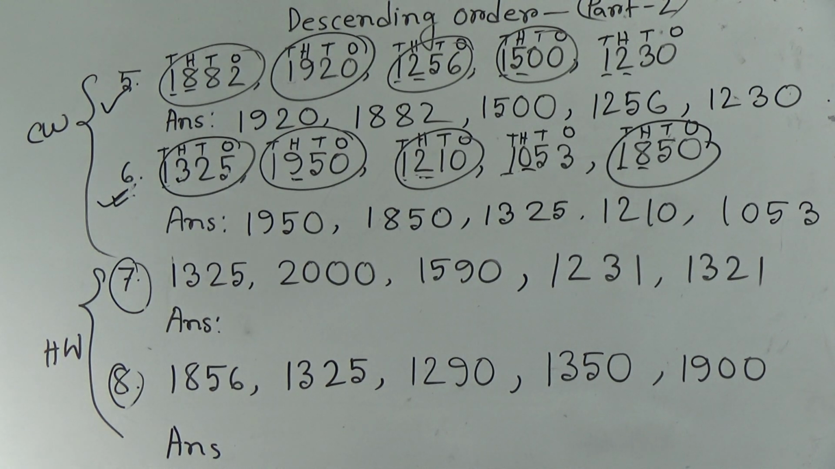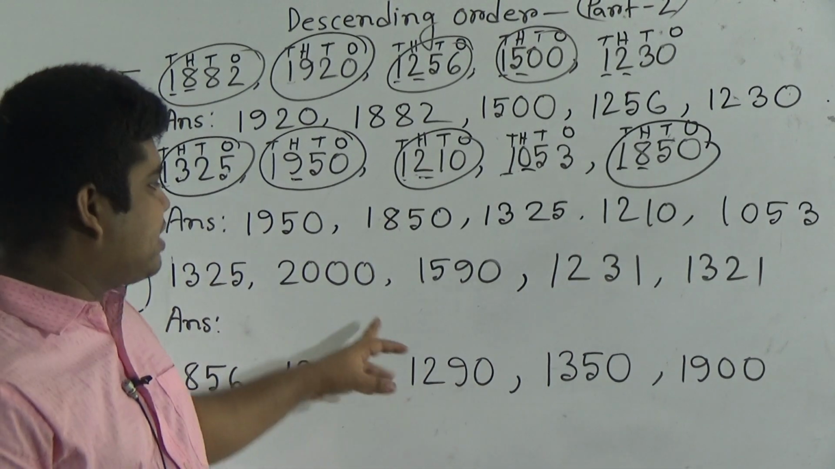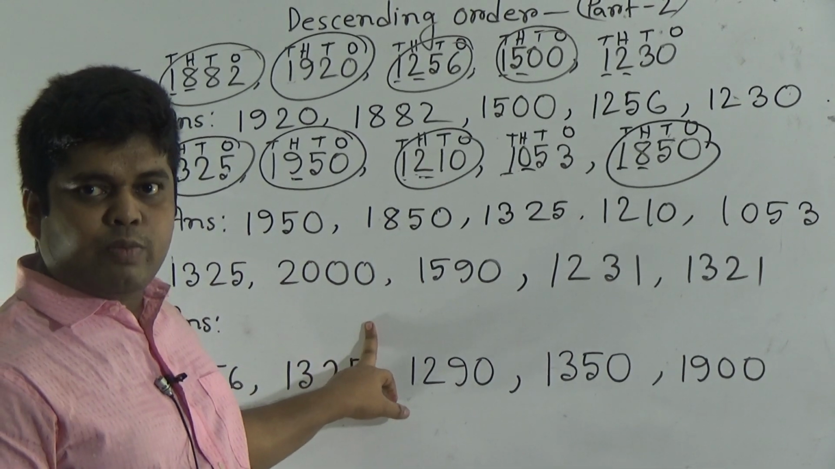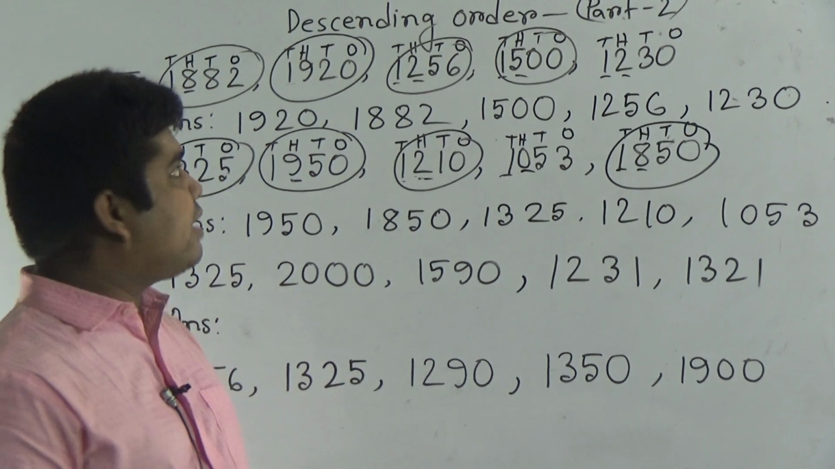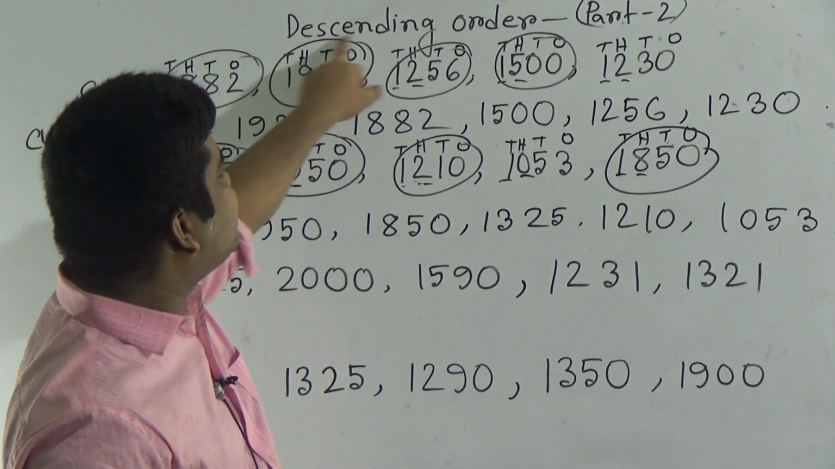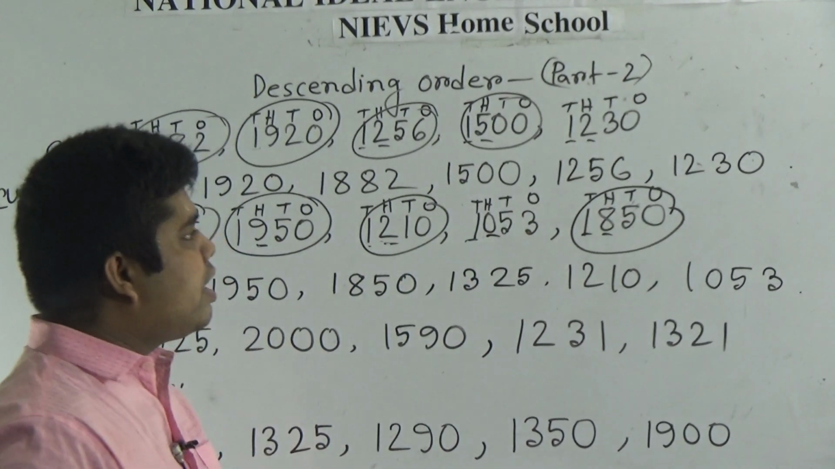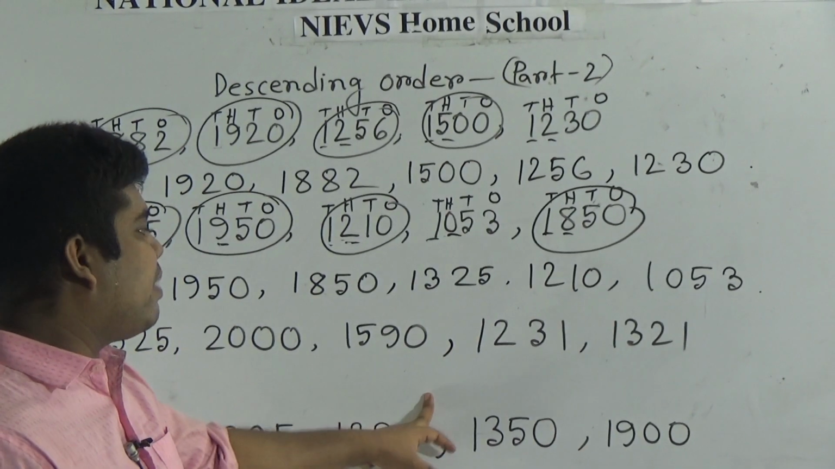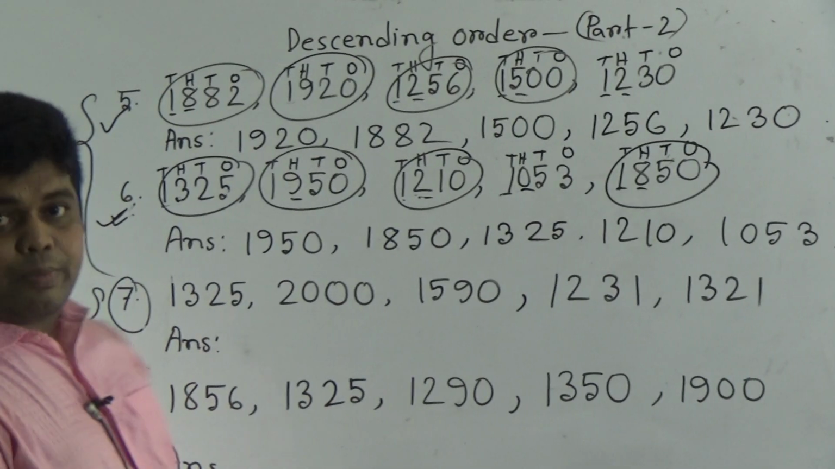So my dear students, you must do your assigned SW in your SW copy, and today's SW number will be 11. You must write your SW number at the top of the page and also write the heading Descending Order Part 2. If you don't write the SW number, then I cannot understand which SW number it is.